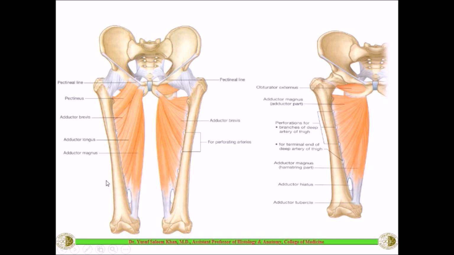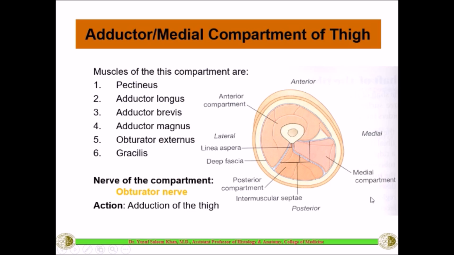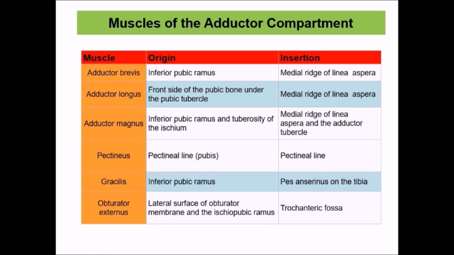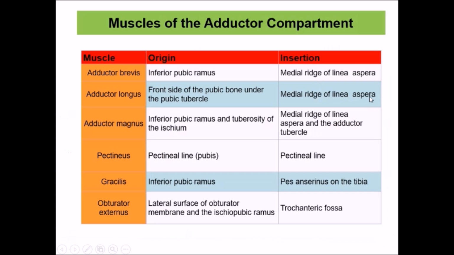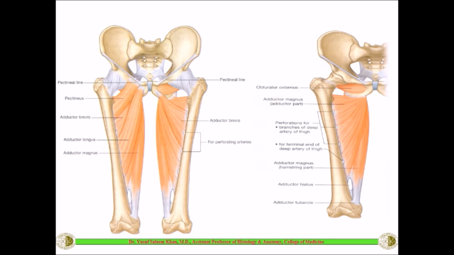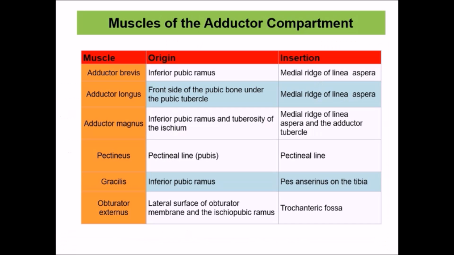Coming to the gracilis, as I said, it will be the most medial muscle here. It will be present here on either side. This muscle will be taking origin from the inferior pubic ramus, as you can see again. So it will be taking origin from here, the inferior pubic ramus, and gets inserted to the tibia. There is something called a pes anserinus on the tibia. So it gets inserted to the medial side of the tibia.